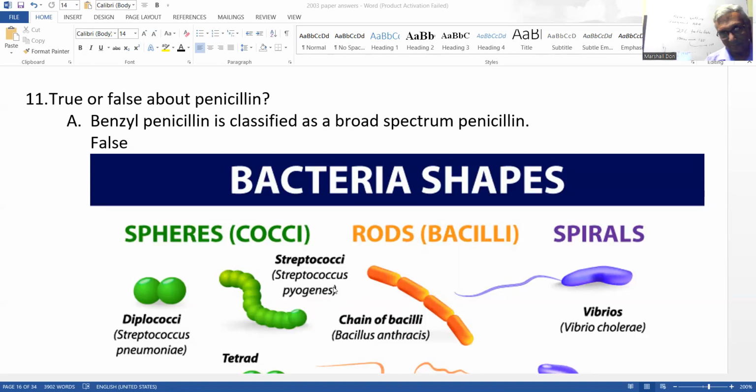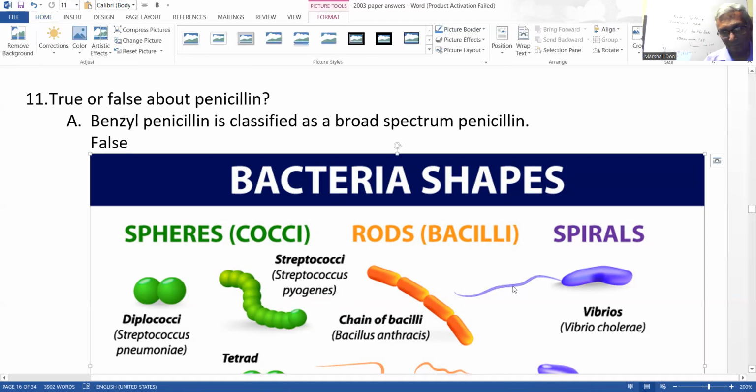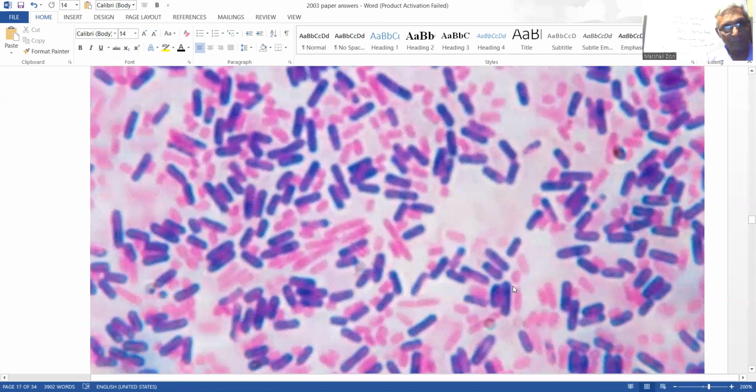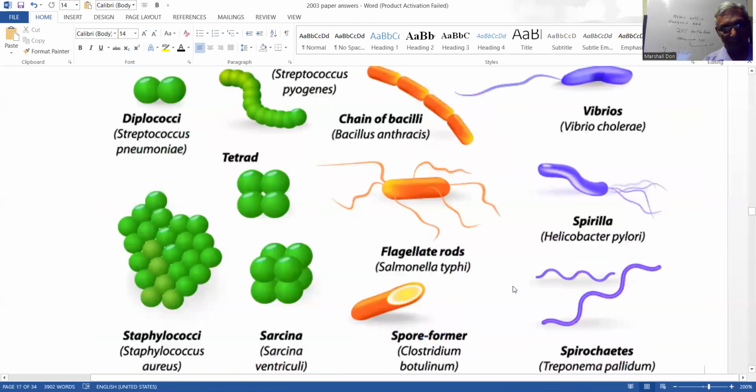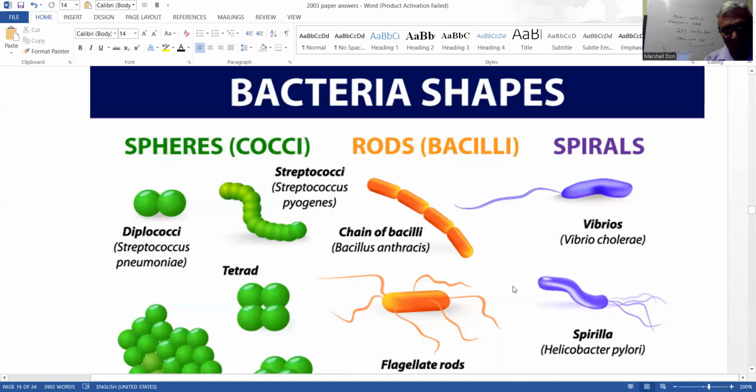So this is Bacillus. This is Vibrios. Vibrios means it has a comma shape, bacilli with flagella. This flagella is for movement. This is Helicobacter pylori. This causes stomach ulcers. Helicobacter pylori.